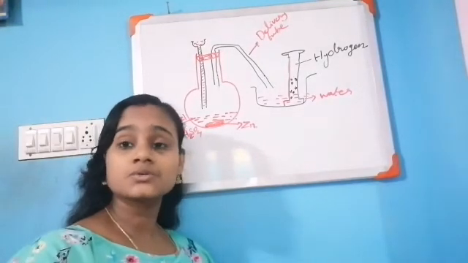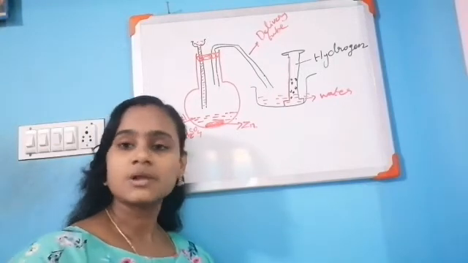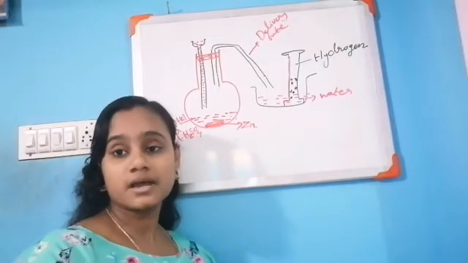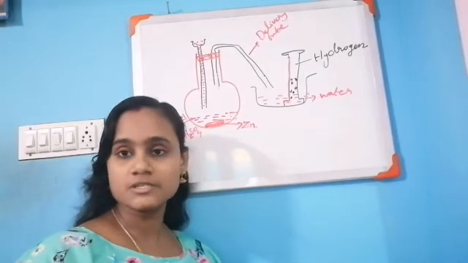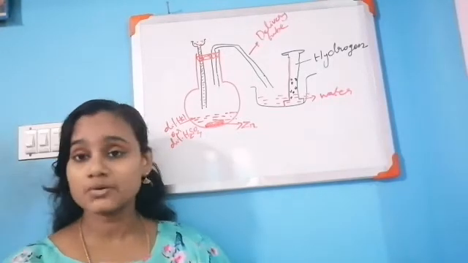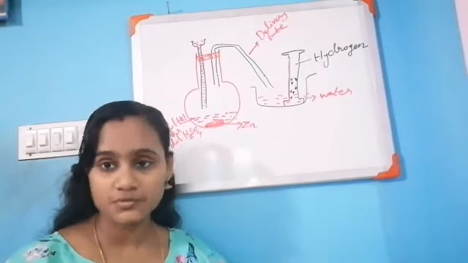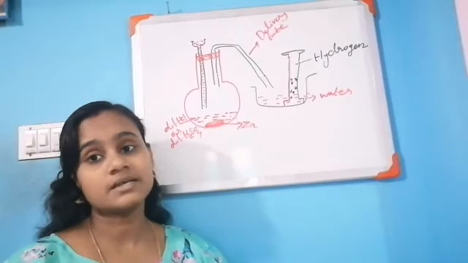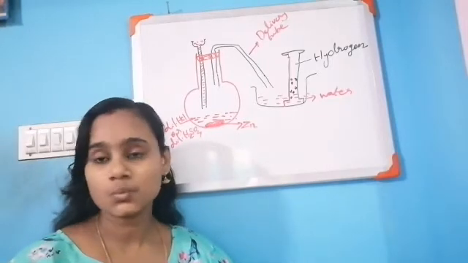Why are we not using downward displacement of air? Because hydrogen is lighter than air. Since hydrogen is lighter than air, we can't collect hydrogen by downward displacement of air. Is it clear? We can collect it by downward displacement of water because hydrogen is sparingly soluble in water.